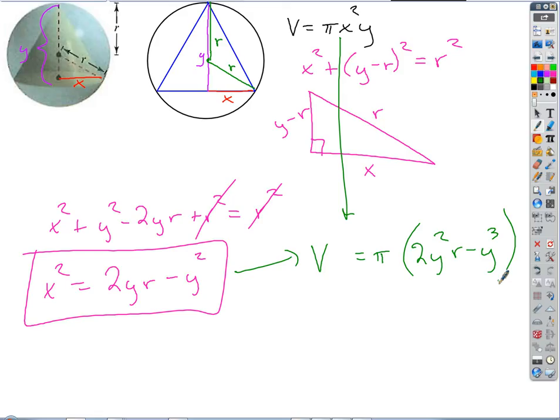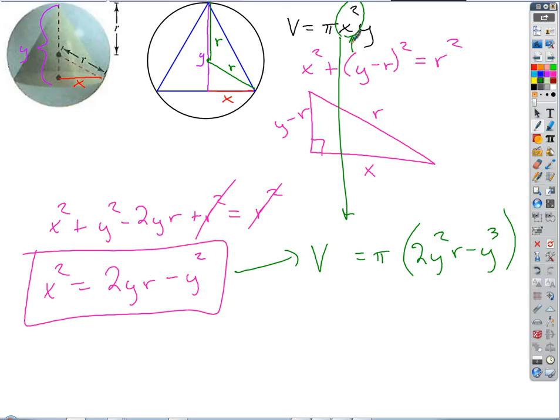I just took my x squared, plugged that in up there, and distributed the y. Why not distribute the square to the r? No, there's no square, it's just the y. He's multiplying the y. All I'm doing is taking this expression right there and plugging it in right there. Okay, make sense?